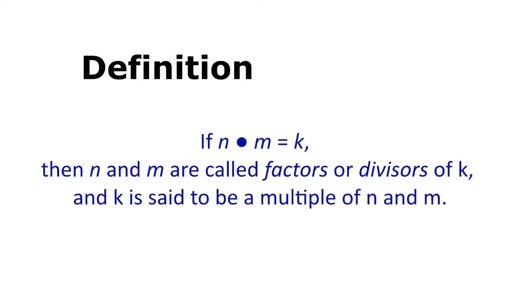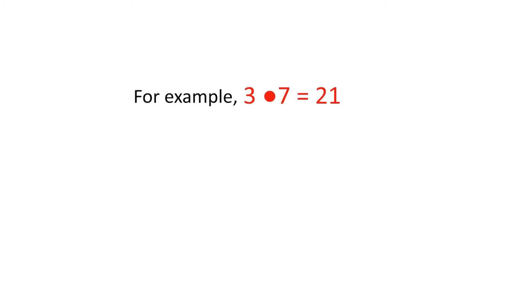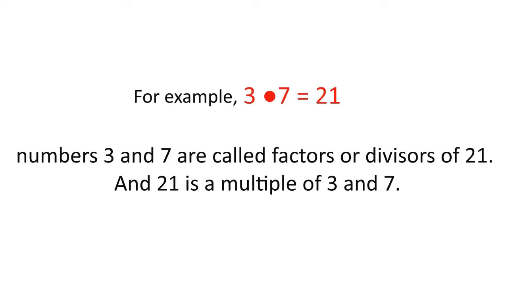If n times m is equal to k, then n and m are called factors or divisors of k, and k is said to be a multiple of n and m. For example, in 3 times 7, which is equal to 21, numbers 3 and 7 are called factors or divisors of 21, and 21 is a multiple of 3 and 7.